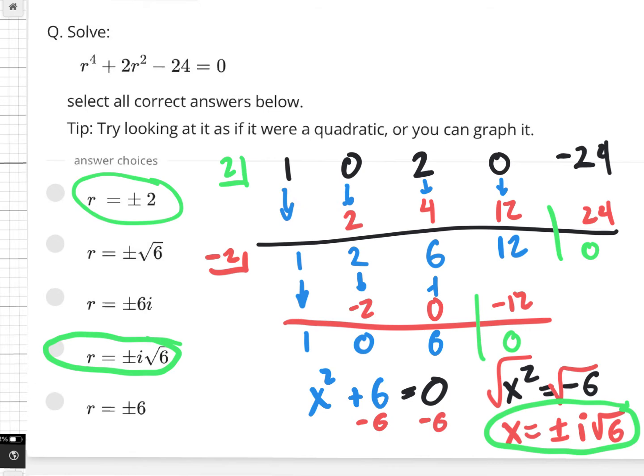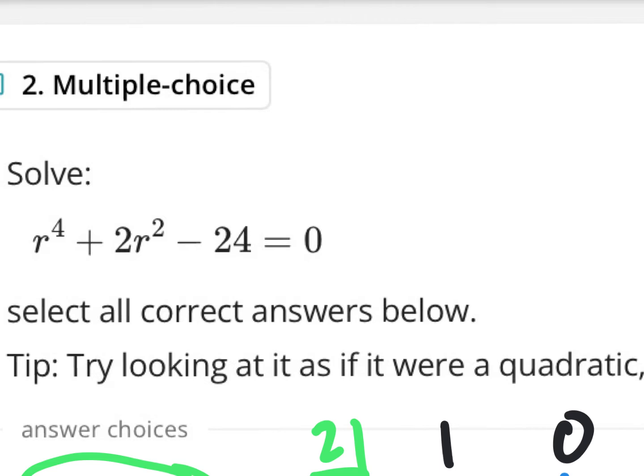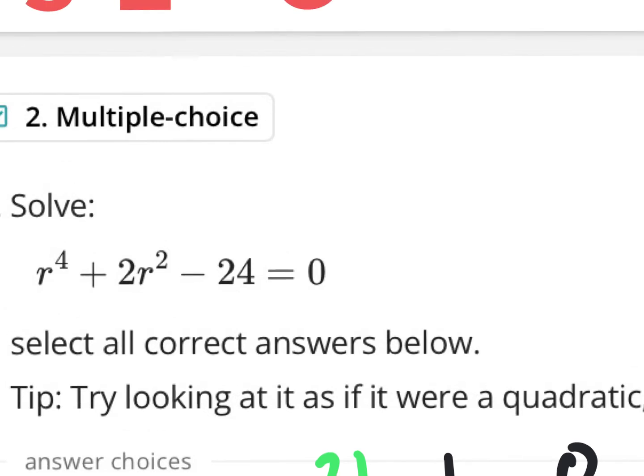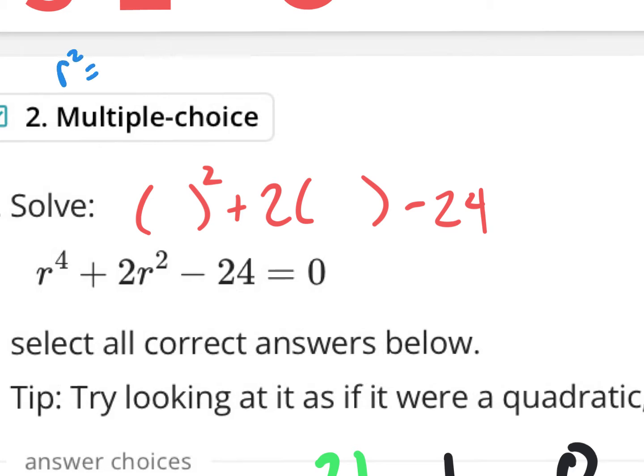Let me zoom in. So what I'm saying is I'm going to make it look like a quadratic equation. It'd be nice if instead of the r to the fourth, it's x squared, right? Instead of 2r to the second, it's 2x, right? That'd be nice. So we could replace, if we wanted to actually visually show it, replace r squared with an x, right? Or you could just plug in the r squared.